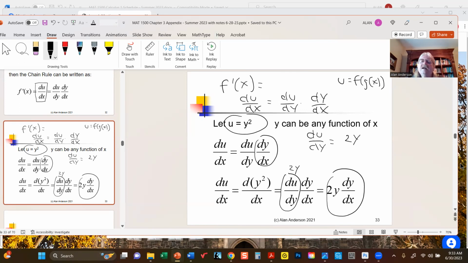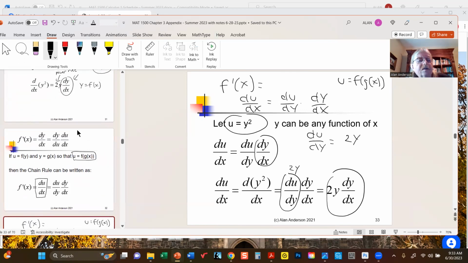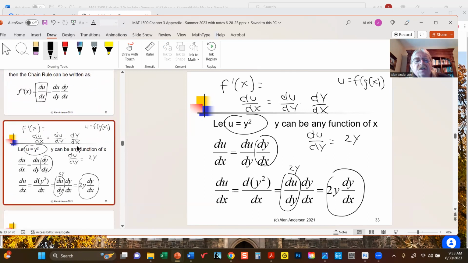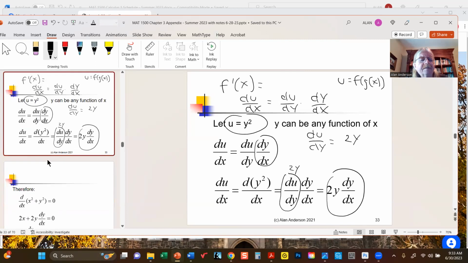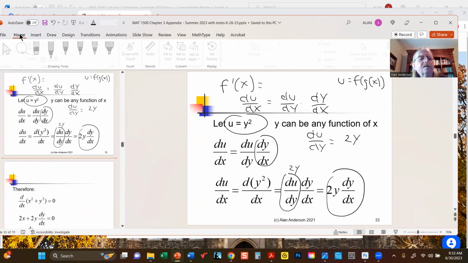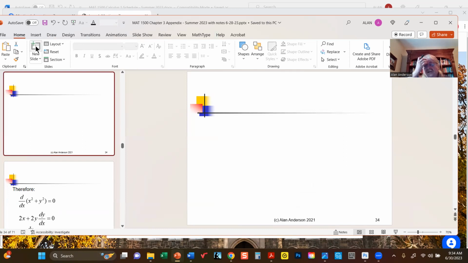Now, by the way, I want to point out that a lot of books use a slightly different notation for this, just because it's easier. You might recall somewhere along the way we mentioned that there are different ways of writing the first derivative.